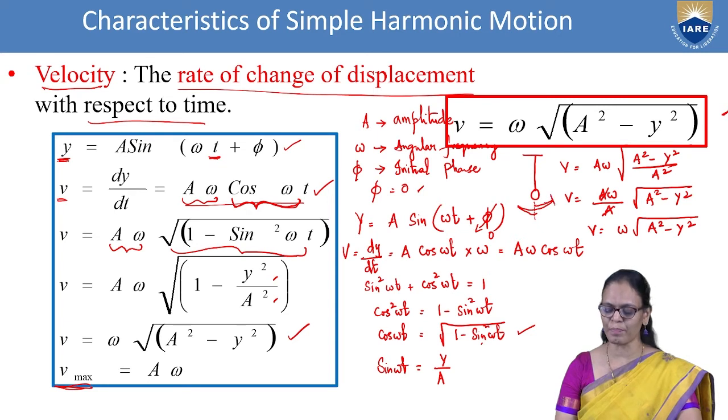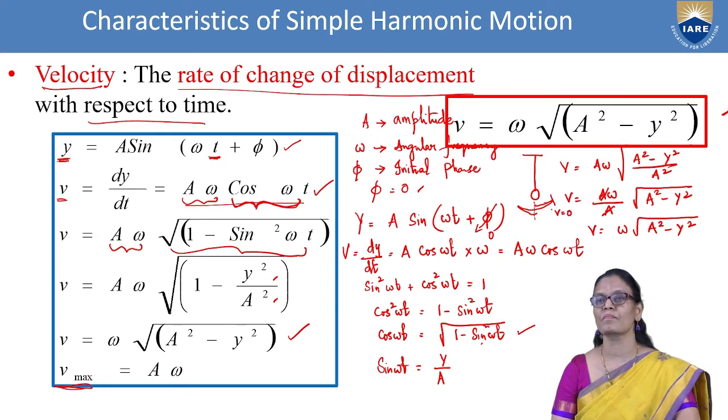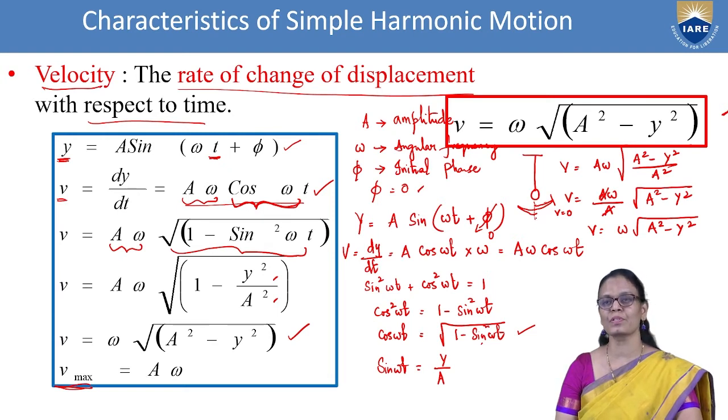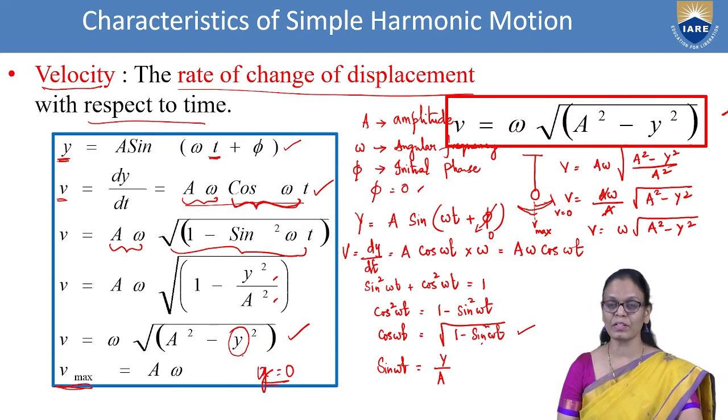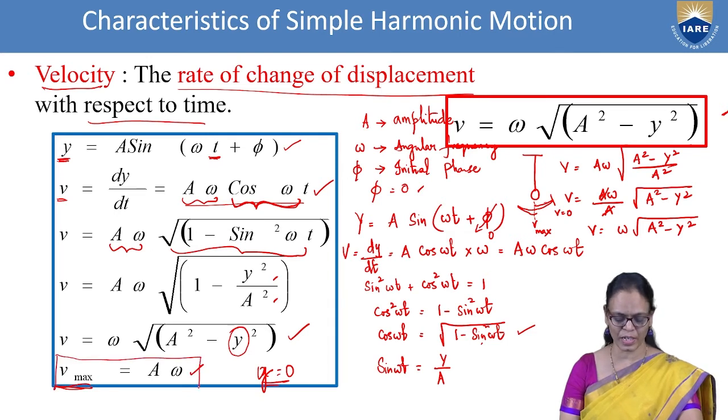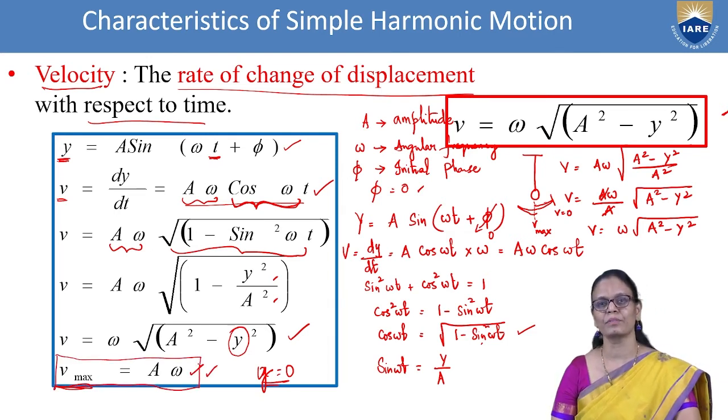Once it goes to the extreme position, the velocity becomes 0. Here at the equilibrium position, the velocity is maximum. So the condition for maximum velocity is x is equal to 0. If you substitute for the displacement y, here we call it y is equal to 0. So when y is equal to 0, you have omega under root a square, so this will be a. A into omega is a omega. So the maximum velocity is given by a omega.